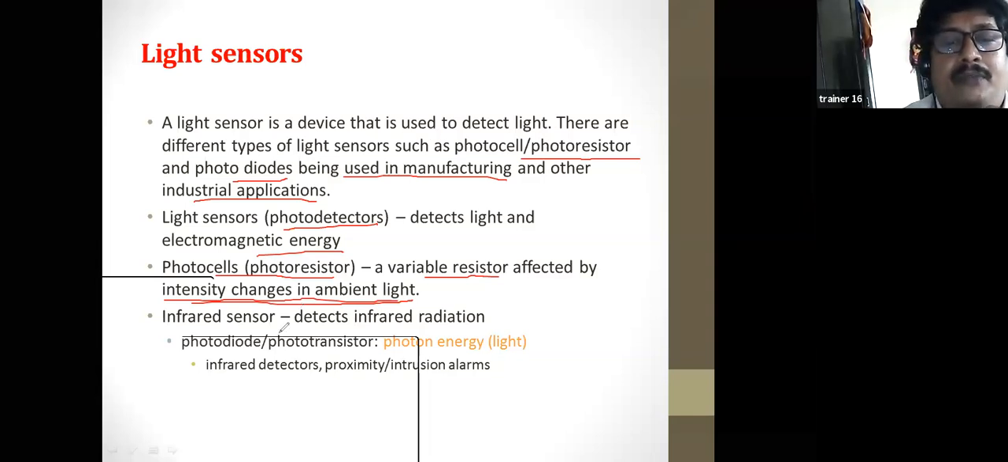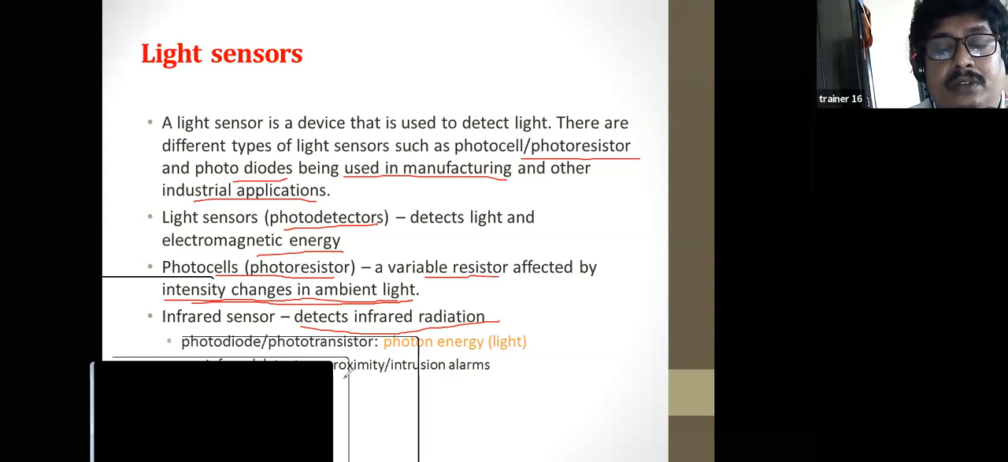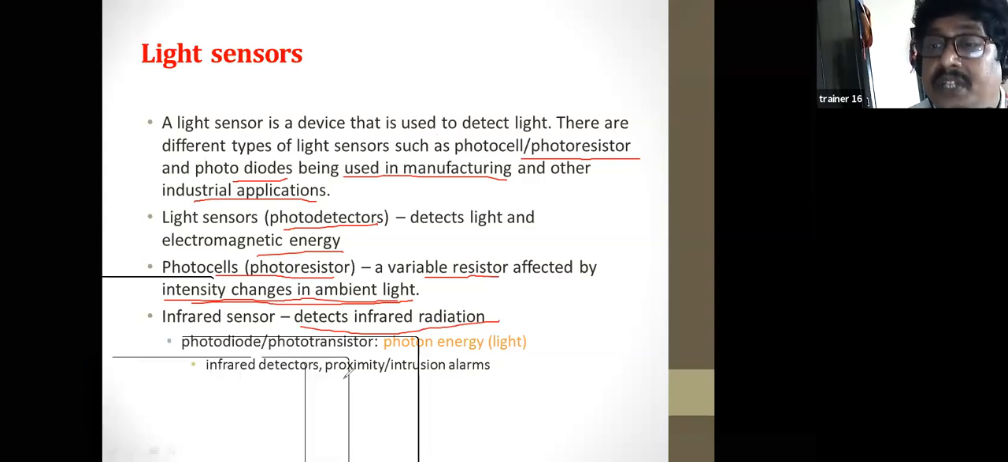And then infrared sensors. Infrared sensors detect infrared radiation. That means a photodiode and a phototransistor, which detect photo energy. And infrared detectors are used in proximity instrumentation and alarms. So due to this infrared radiation, some alarms are triggered.